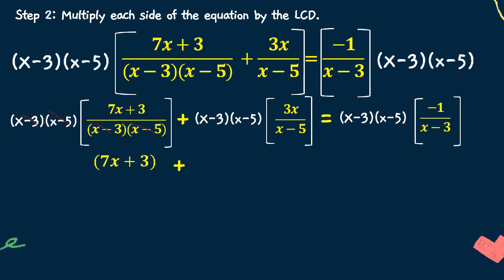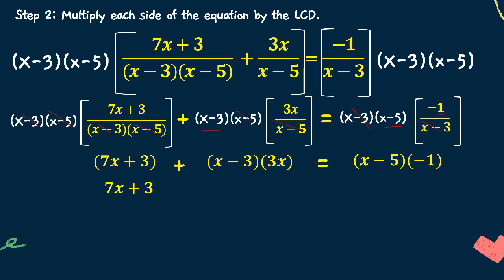Next, we have the second terms. The common factor is x minus 5, so cancel out x minus 5 and the remaining terms are x minus 3 and 3x. Multiply the two, since the operation is still multiplication. Copy the equal sign. On this side, the common factor is x minus 3, so cancel out x minus 3 and the remaining terms are x minus 5 and negative 1.